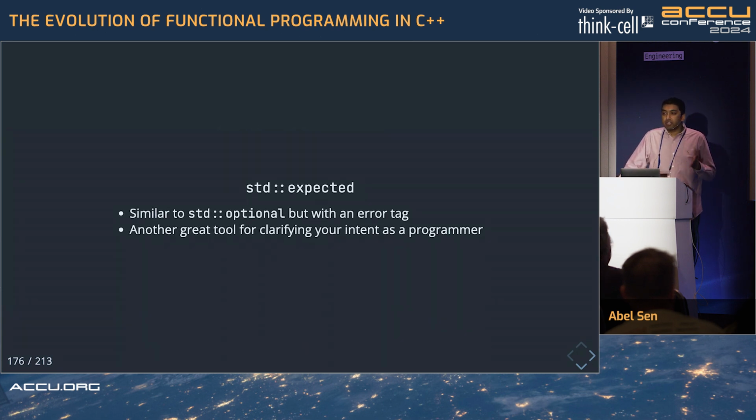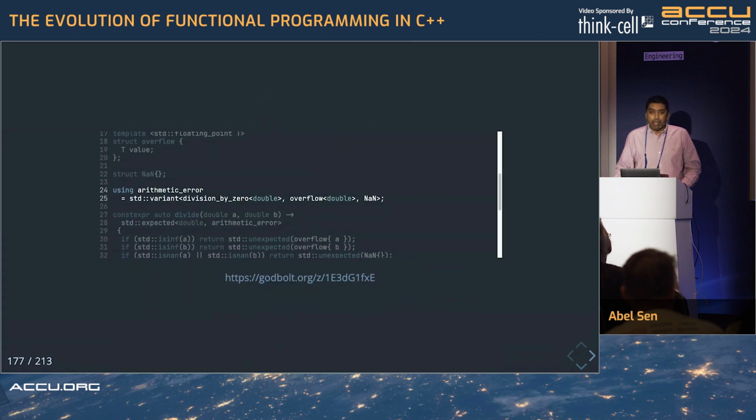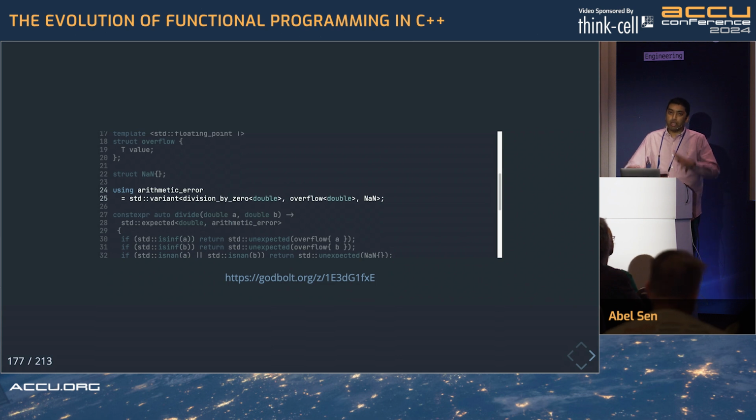So std::expected is very similar to std::optional, except it comes with an additional type, an error tag, for you to essentially give better information to your users or yourself as programmers. So a common domain in which you might encounter failable or nullable computations is in working with numerical analysis or numbers. So we know tons of things can go wrong: NaN, underflow, overflow. So here I'm representing that by aliasing ArithmeticError to a std::variant of all these such types.